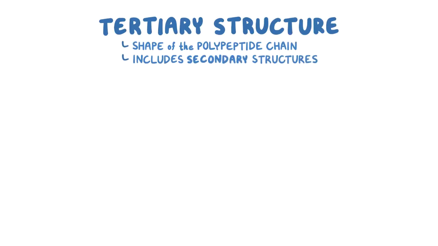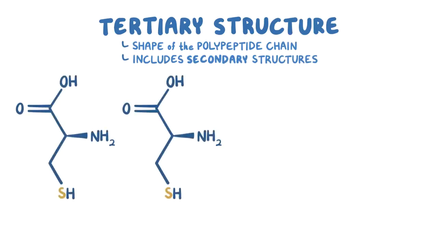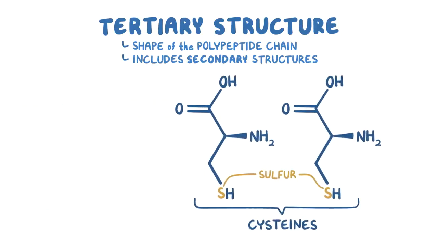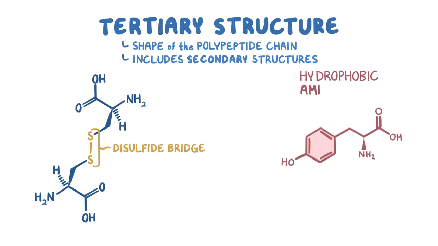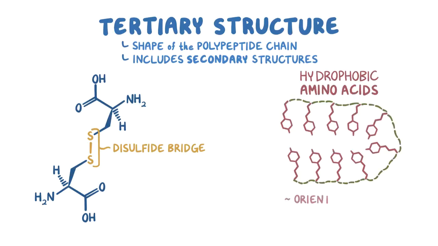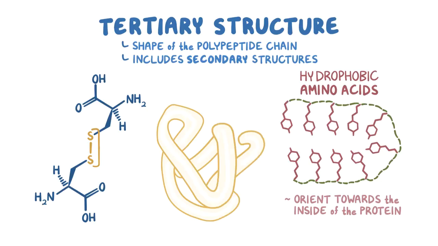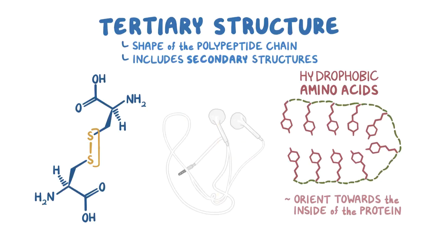Now, tertiary structure is the overall shape of the polypeptide chain, and it includes the secondary structures as well as other features. For example, 2 sulfur-containing cysteines can bind to form a disulfide bridge. Also, hydrophobic amino acids form bonds with one another and orient themselves toward the inside of the protein. In that way, they avoid contact with water. It's like the hydrophobic amino acids are being a bit shy. Basically, the way a polypeptide chain twists and turns to form its tertiary structure is kind of like the way headphones get tangled up in your pocket.